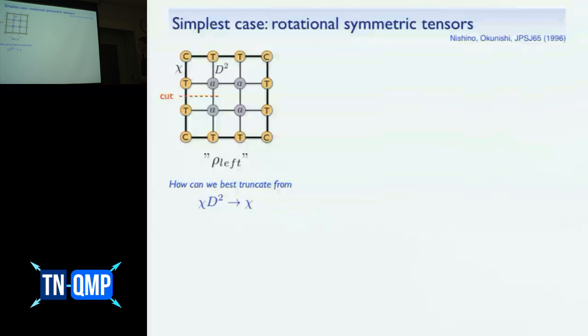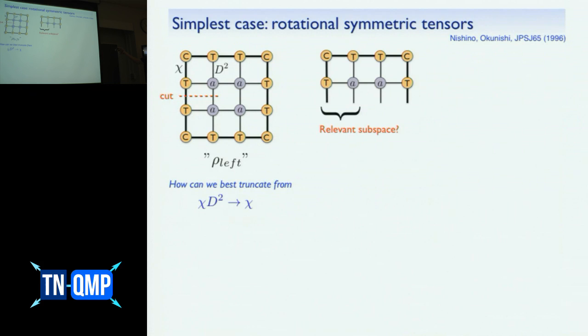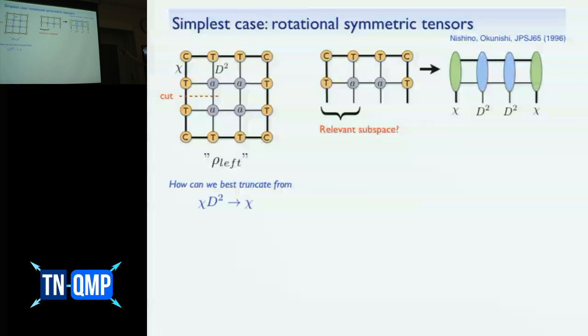Now you can actually identify what is shown here as a reduced density matrix of this left side. Why is that? Let's just take this upper part. The question is, what is the relevant subspace of these two legs, of this left side? You can see what is shown here as a matrix product state with physical dimensions chi, d squared, and chi. Here you have two lines in between the MPS tensors, but we can just group them into one line, and then what you see is really just a four-site MPS.